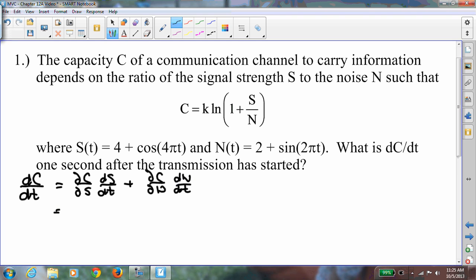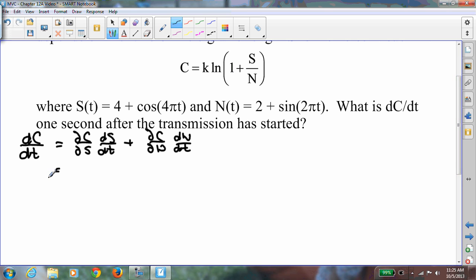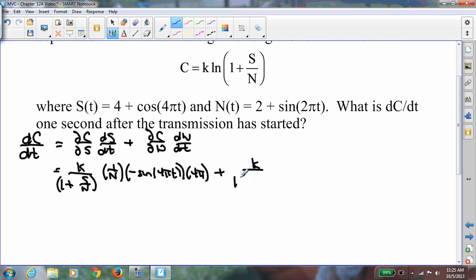Alright, so one step at a time here. dc ds is going to be k over 1 plus s over n, and the derivative with chain rule is going to be 1 over n, and then ds dt is the derivative of cosine, which is negative sine 4 pi t, with a little bit of chain rule, 4 pi. Plus dc dn, so k over 1 plus s over n.